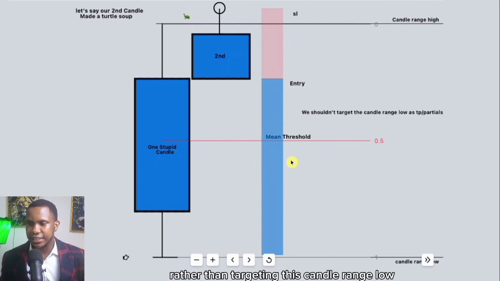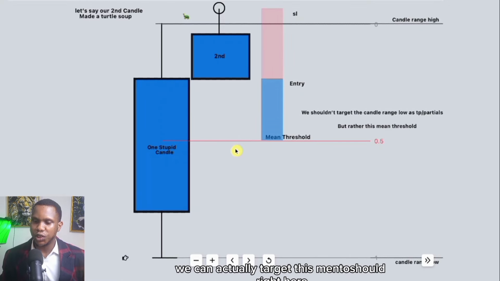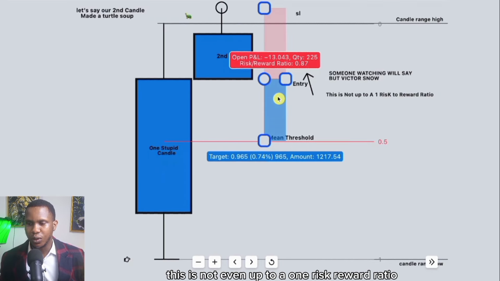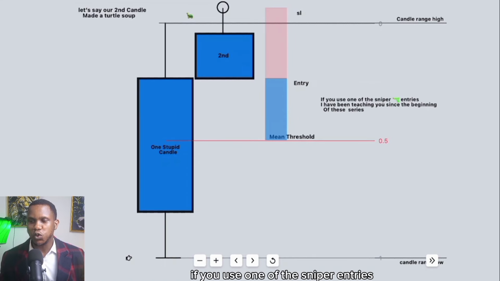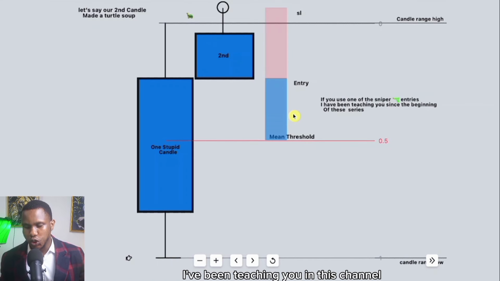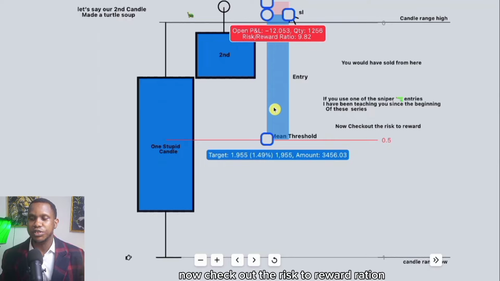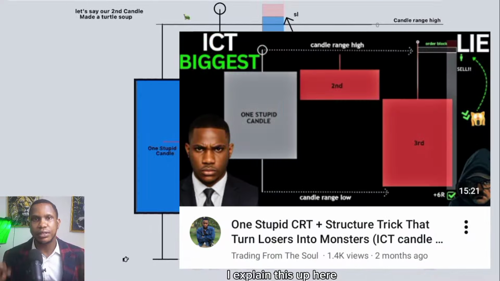Rather than targeting this candle range low for our TP or partials, we can actually target this main threshold right here. Someone watching me will say, but Victor Snow, this is not even up to a 1 risk to reward ratio. This is poor risk management. If you use one of the sniper entries I've been teaching you in this channel, you would have actually sold from this level. Now, check out the risk to reward ratio. It's not always like this risk to reward ratio. So I'm going to be linking the video I explained this up here.